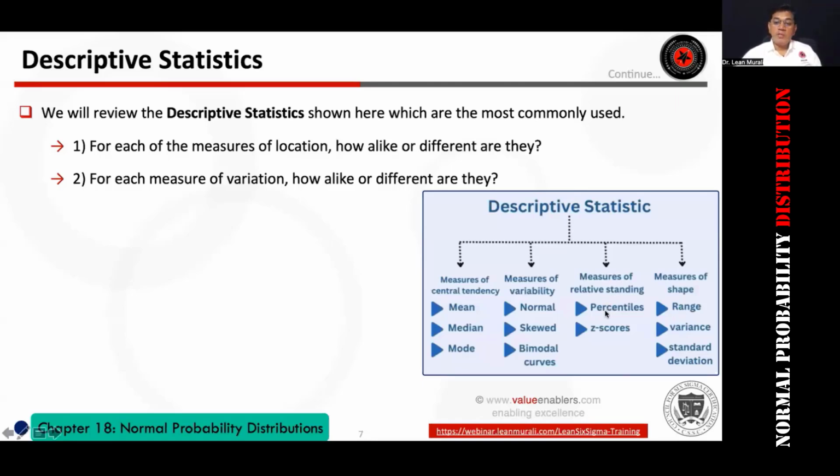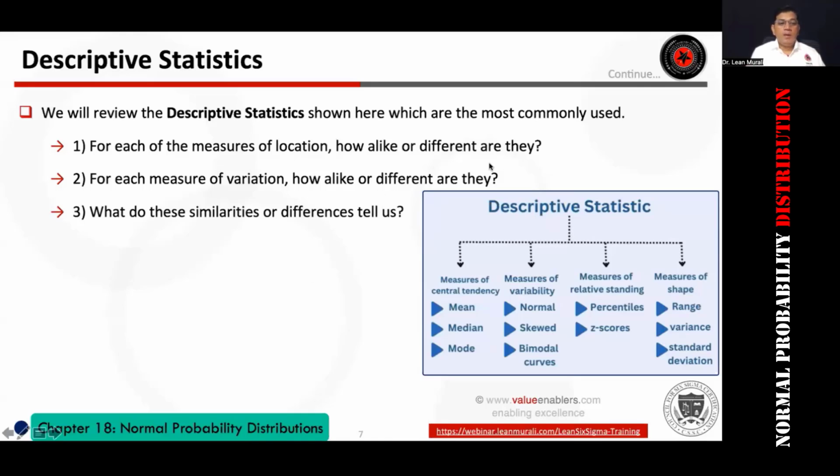Now variation. There are a lot of measures of variation. For example, range is a variation: maximum minus minimum. Somebody is 30 kg, somebody is 60 kg, that is a range, which is 30 kg. And there can be a standard deviation. There is something called an interquartile range. There is something called variance. All that we will talk about.